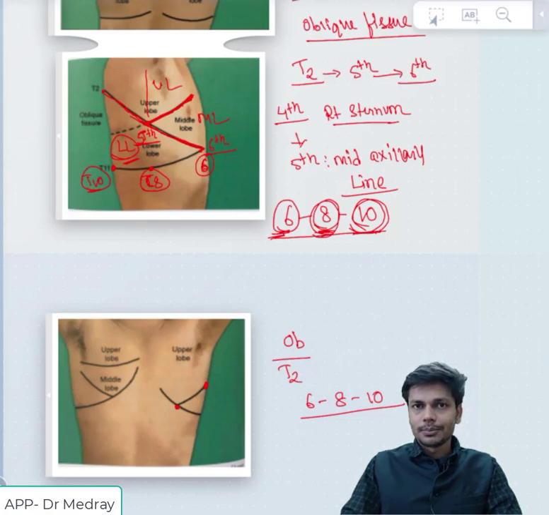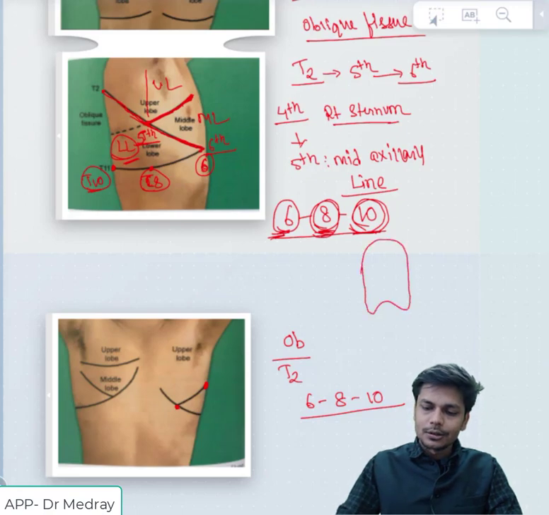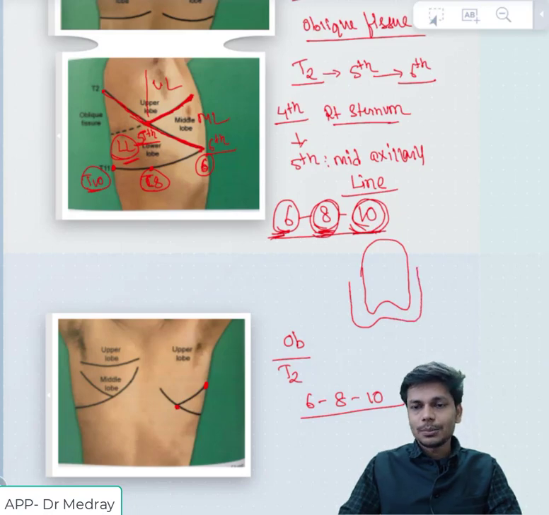As we know, the pleura is slightly lower than the lung. Suppose this is the lung field, this is the lung. So the parietal pleura will be slightly lower than the lung border. So what is the surface marking of the pleura then? It is just 2 numbers more than the lung.